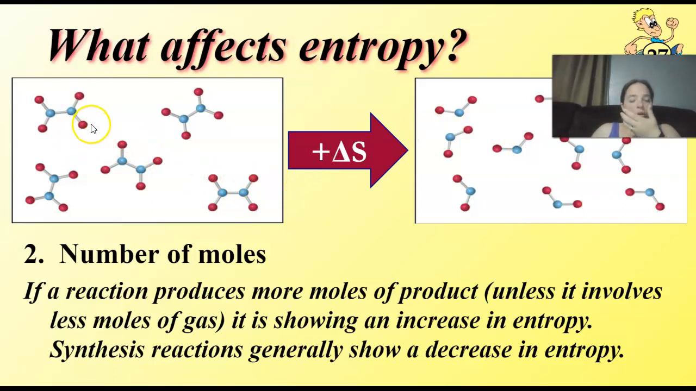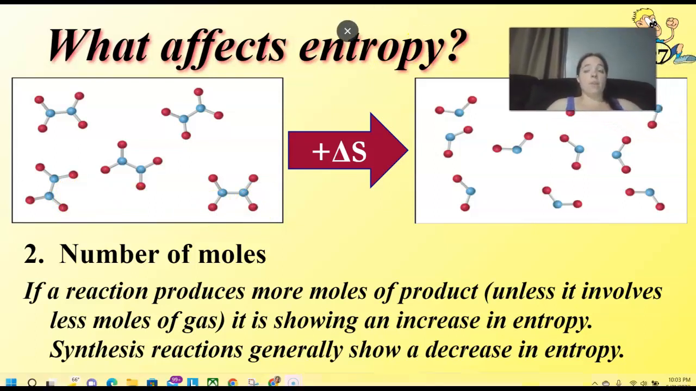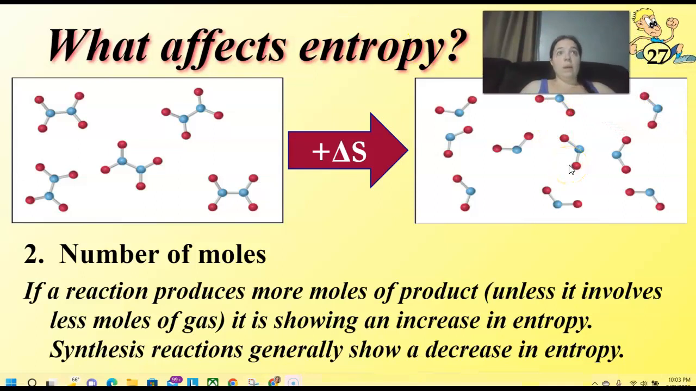So you see more order here. 1, 2, 3, 4, 5. And they're kind of just there. If I break them up, I'm going to have, number one, more of them and all over the place, more disorder. Synthesis reactions generally show a decrease in entropy. Well, why is that? I'm going from two separate things and I'm shoving them together to be more ordered, less entropy.